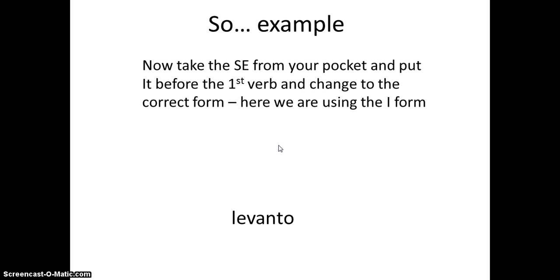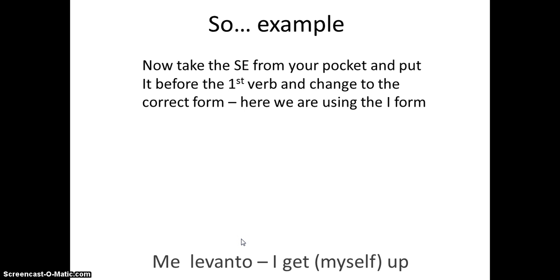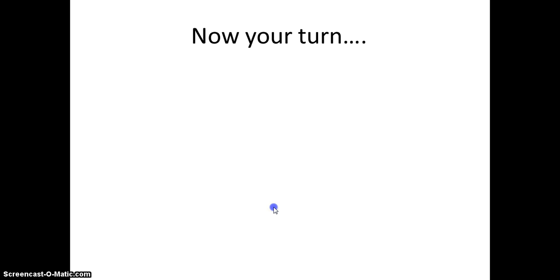Now we take the se out of our pocket and put it before the first one. Now because we're using levanto, we know it's in the I form, we need to put, can you remember? Se levanto, right? No, of course it's not right. It should be me levanto. That's right. I get myself up. Good. Okay, so now your turn.